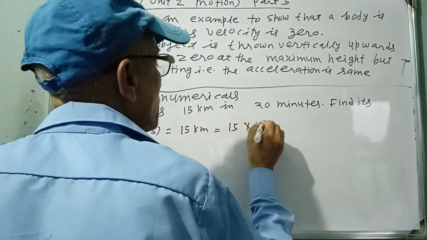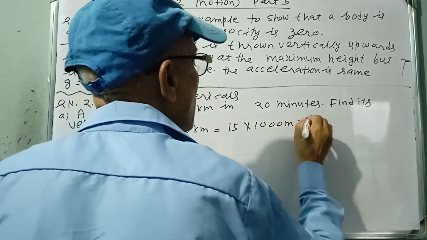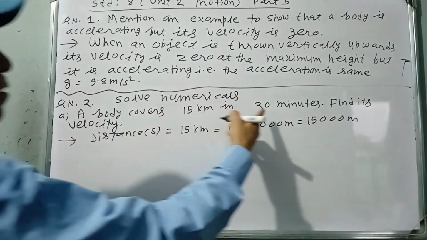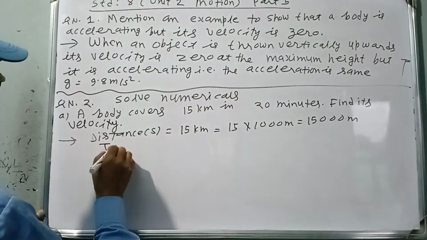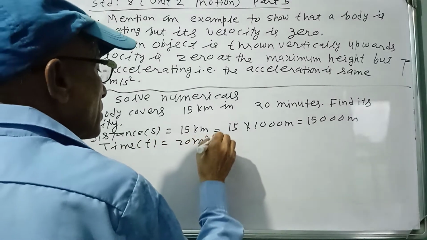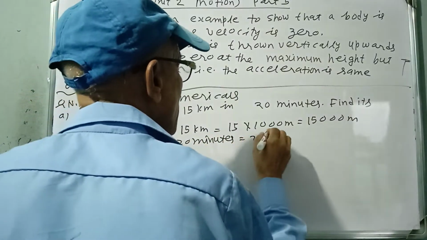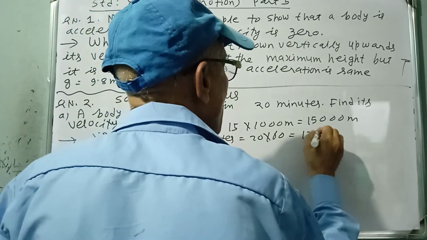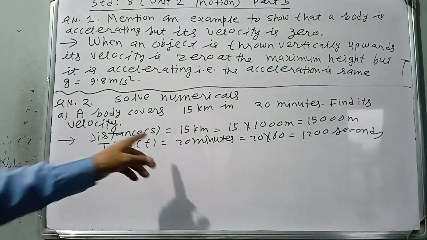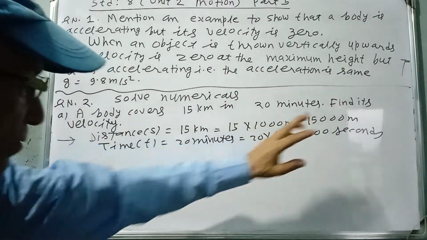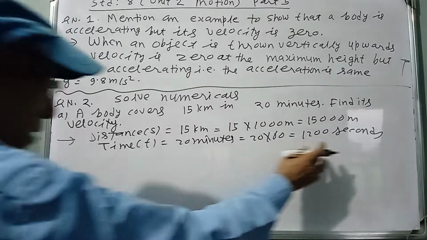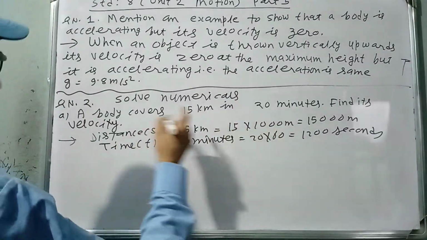15 into 1000 meter, 15,000 meter, and 20 minutes. Time taken is 20 minutes. 20 into 60, 1200 seconds. You can change distance into meter and time into second. Minute to second. What is the speed?